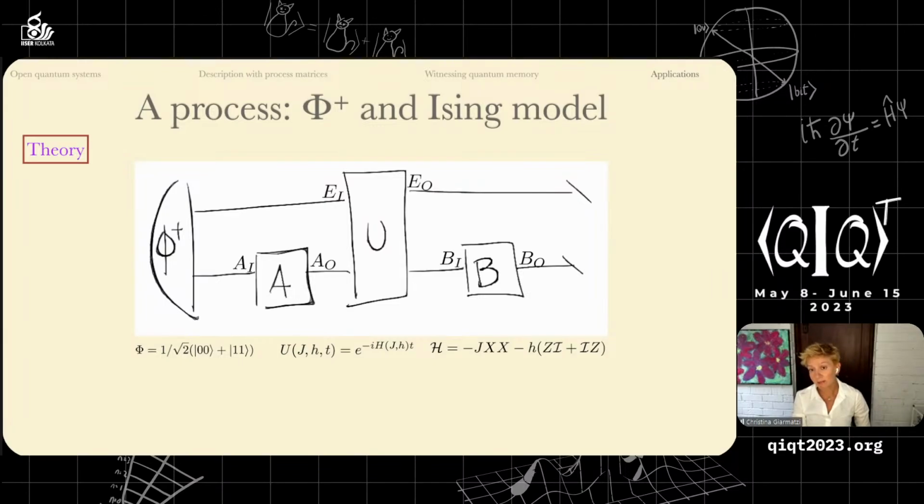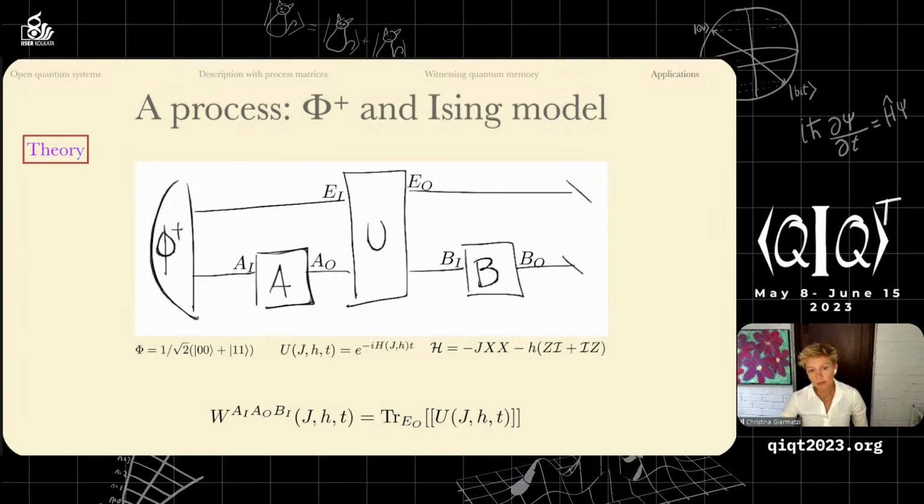This XX means it's a dipole-dipole interaction, and the XX means that the two dipoles want to align together in the X direction, and the J is the strength of this correlation between them, and H is the strength of a magnetic field, so it's an external magnetic field that wants to align the dipoles separately in the Z direction. So Z identity, identity Z.